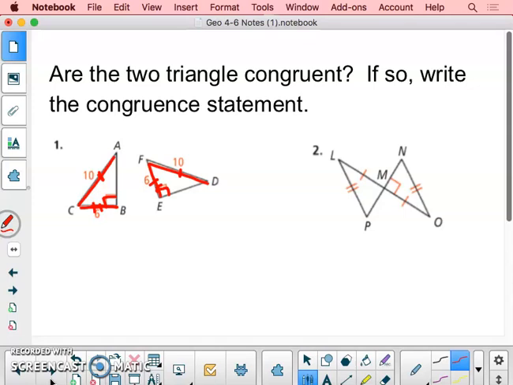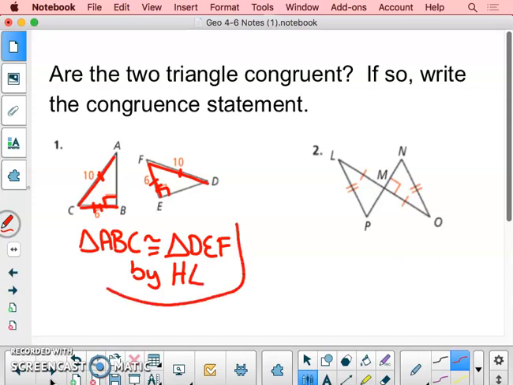So this one, we're going to say, yes, they are congruent, so we're going to write that congruent statement, and I might write A, B, C, and then see what that's congruent to this time. That would be D, E, F in corresponding order. We're going to say by hypotenuse leg or by Theorem 4-6, but we usually just call it hypotenuse leg.